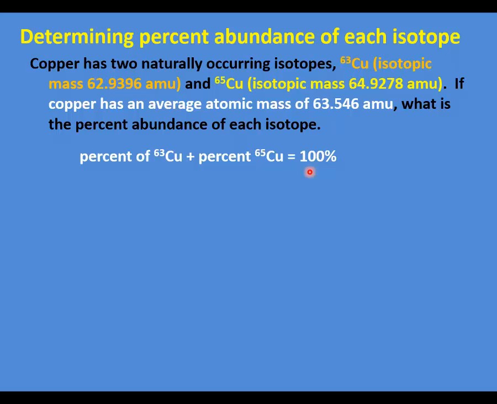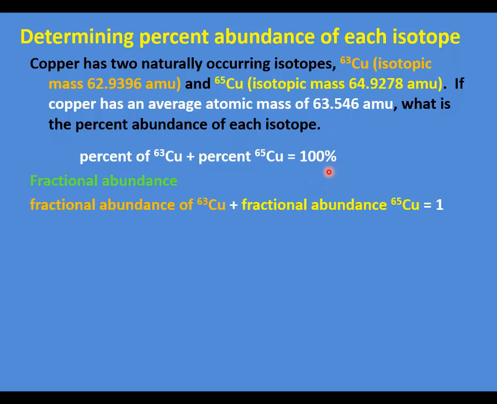Now my fractional abundance, I would divide by 100 to each of these terms. So I had my 2 fractional abundances. I divide 100% by 100. So I could write fractional abundance for the 2. I'm going to color code the fractional abundance for the copper 63 isotope in an orange here, and the fractional abundance for the copper 65 isotope in yellow. But those fractional abundances should add up to 1 if we divided both sides by 100. Okay, now this is going to be useful.